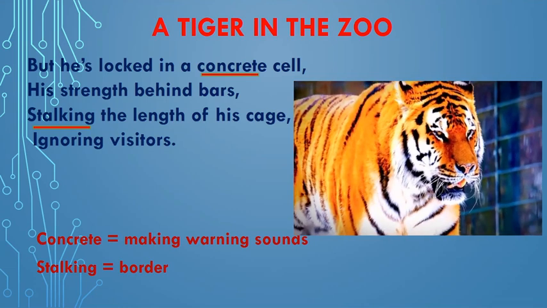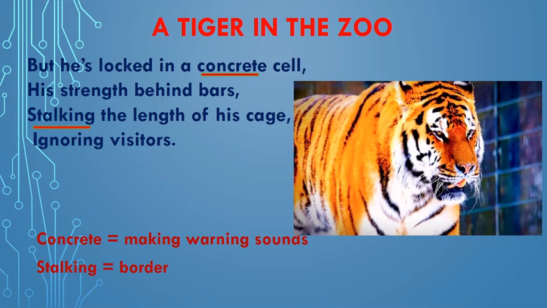His strength behind bars. Bars means metal bars. The cage doors are made with metal bars. The whole tiger's strength is behind the bars. No use. There is no possibility to hunt animals. There is no possibility to show his strength. Simply it is locked in a concrete cell.